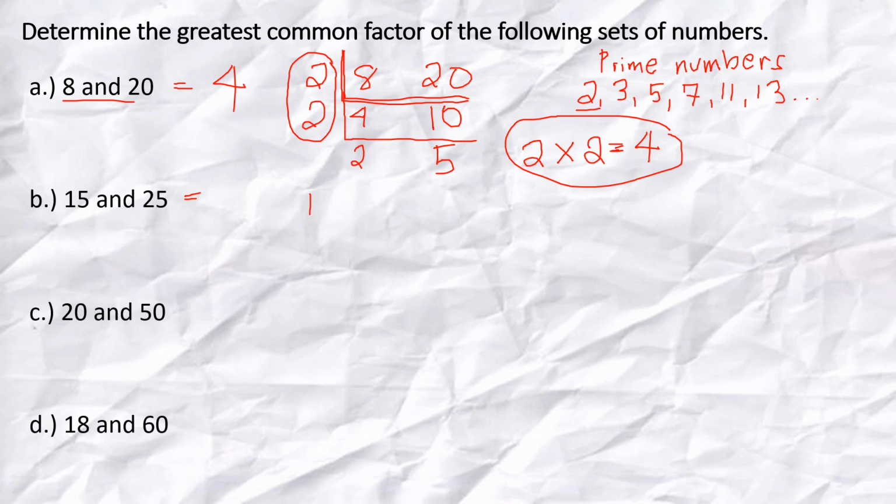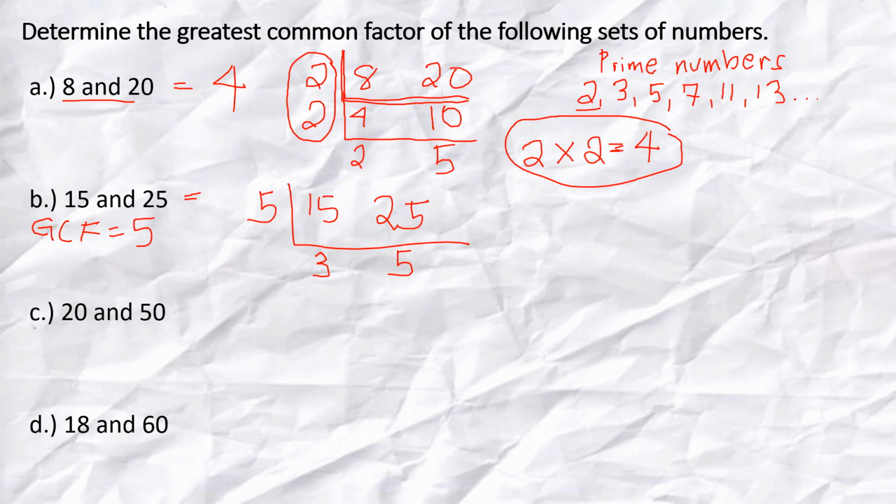Next, we have 15 and 25. Among the prime numbers, the number that we can use to divide 15 and 25 that is common between the two is the number 5. So 15 divided by 5 is 3. 25 divided by 5 is 5. Since we are done here, we cannot divide them anymore. Therefore, the divisor that we used is only 5. So that is the GCF, which is 5.